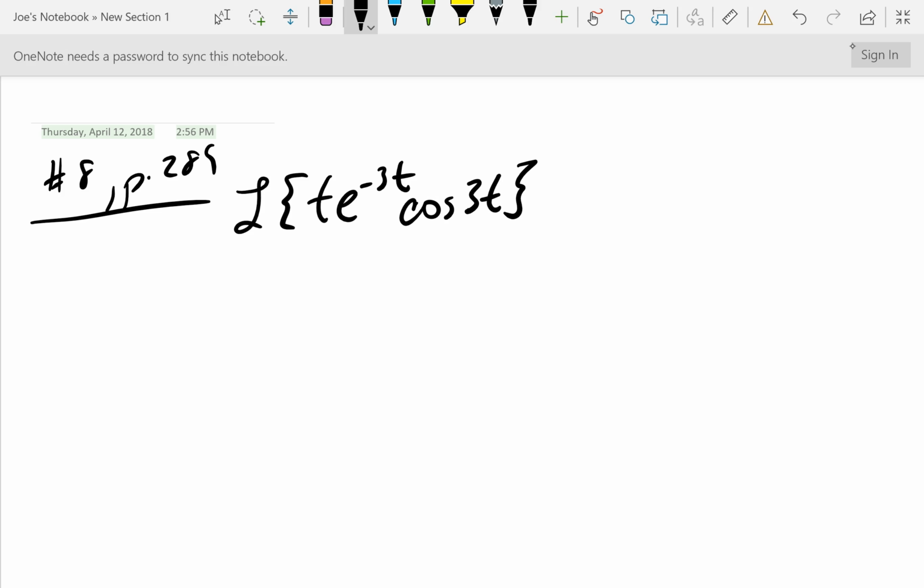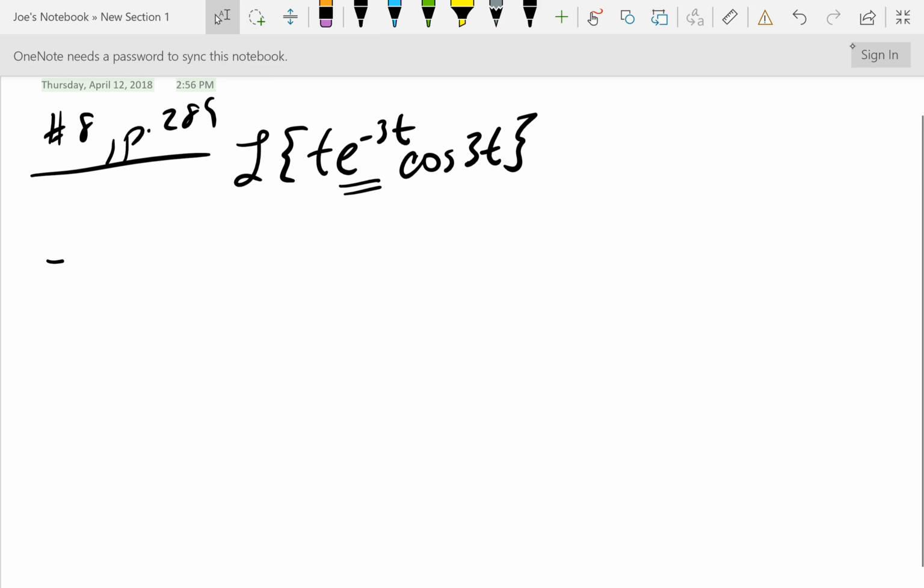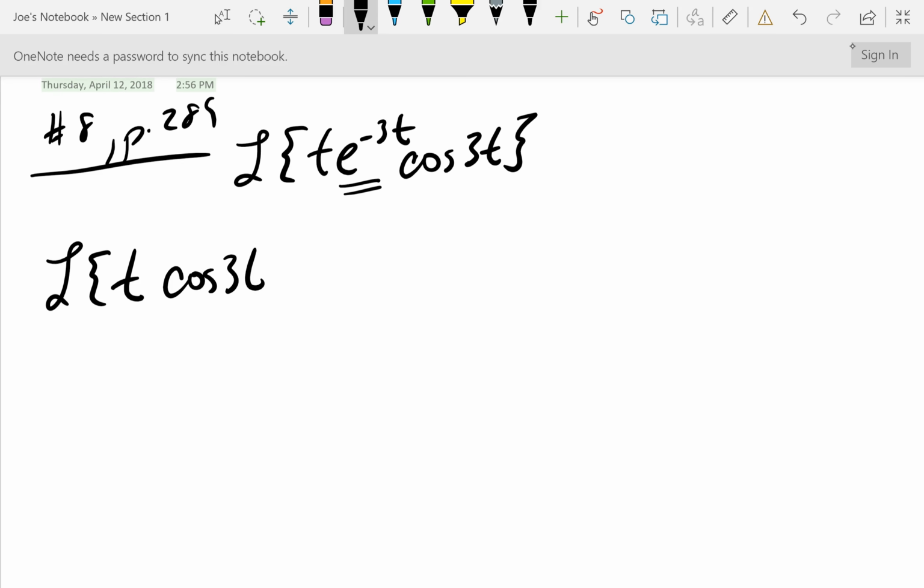All right, so notice that this e to the negative 3t is another one of those translation ones like we had in the previous section in 7.3. We have this function, t times cosine of 3t, which is multiplied by that e to the negative 3t. So we'll handle that separately. Let's just first look at the Laplace transform of t times cosine of 3t. So we have t to a power, and then we have the function multiplied by that t to the power.